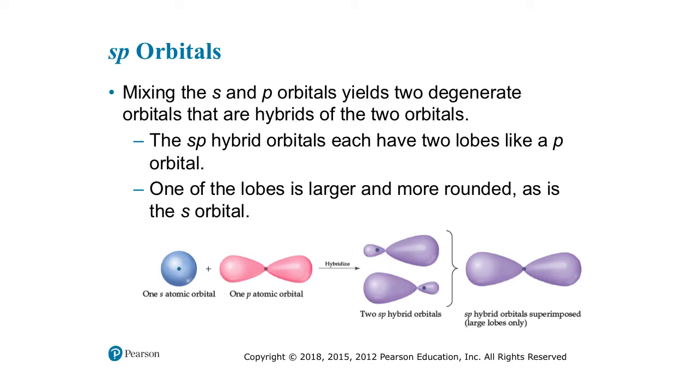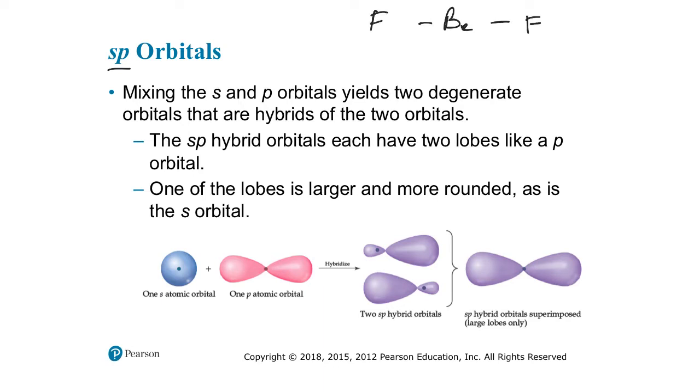So let's start off by talking about sp orbitals. Sp orbitals form, or can be considered to form, when we mix an s and a p orbital. Now you may be wondering, why on earth would you want to do this, or what does this have to do with anything? Well, two types of molecules we might look at might be something like beryllium difluoride.